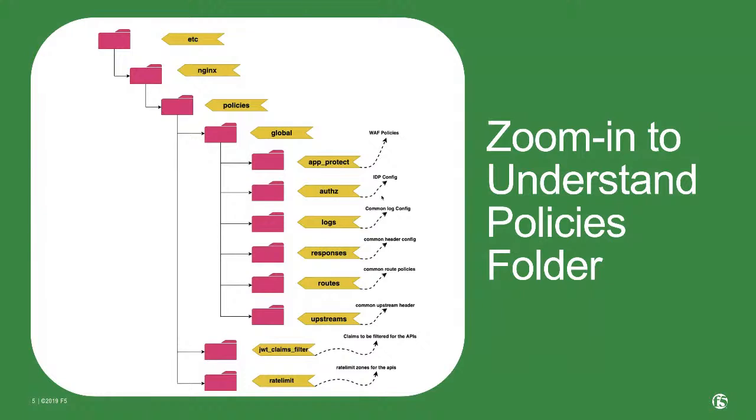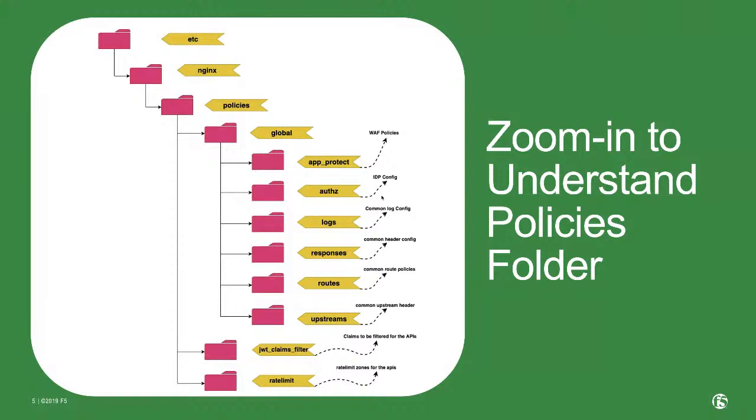Routes inside this global policy is to say what's a request size limit or a payload size limit you can accept for a specific route. The other folder is upstream. When you receive a request, you tend to forward the request to your upstream, and there is certain information you need to forward to your upstream services. Those can be controlled through the upstream folder.